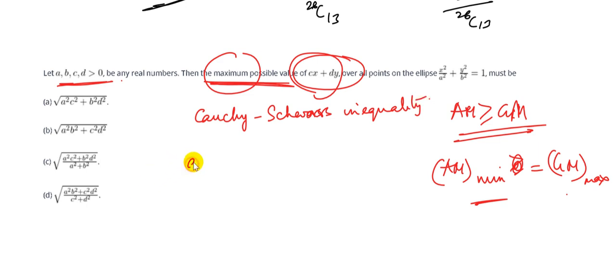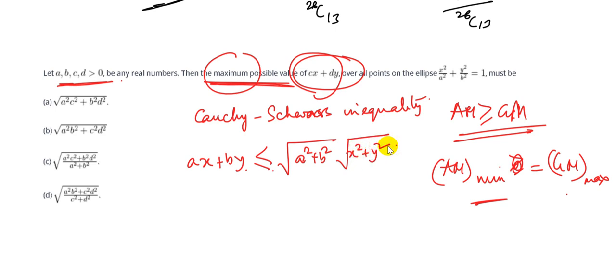Very simple. If I have ax plus by, where a, b, x, y are four real numbers, this is always, not greater than, this is always less than or equal to the square root of a square plus b square multiplied by the square root of x square plus y square. You can try it with any combination of any four numbers. You can check it out.